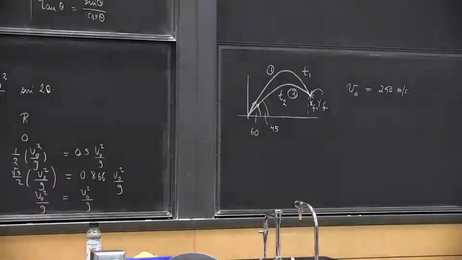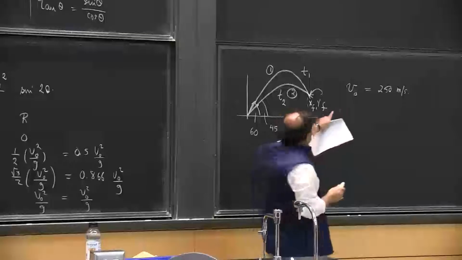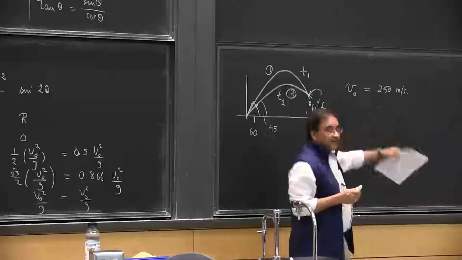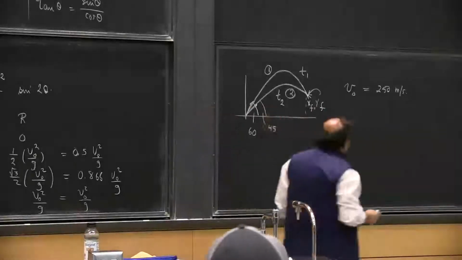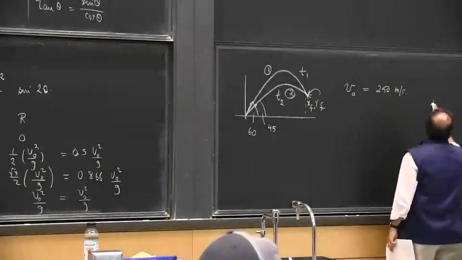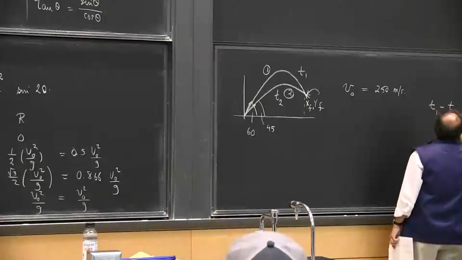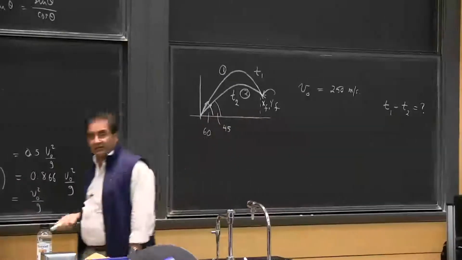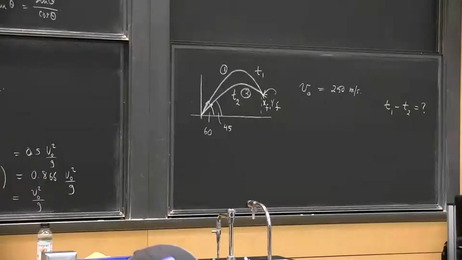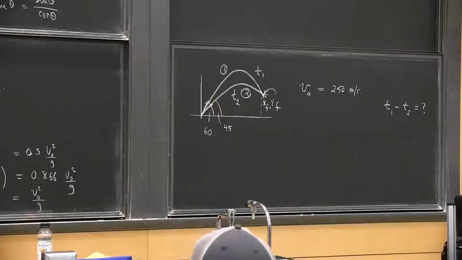So I can ask the question, for example, given what I already know, that 60 and 45 degrees are the angles, and both missiles are being shot at 250 meters per second, what must be the time difference that I have to react? So in other words, what must T1 minus T2 be? That's not a super easy question, but it can be calculated. So let's see if we can do it. A relatively simple calculation.